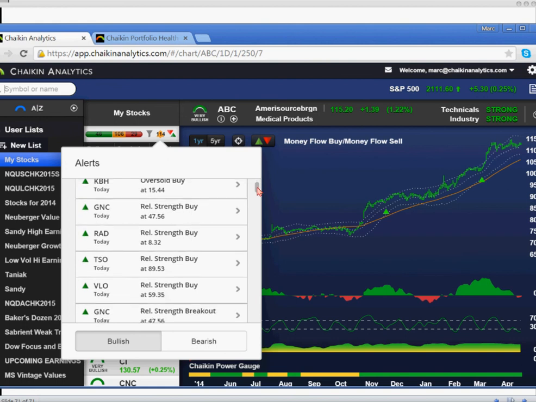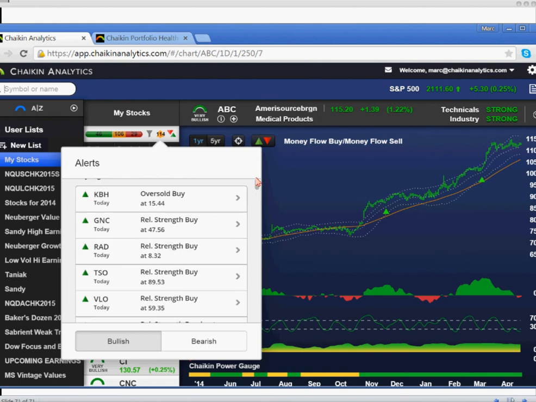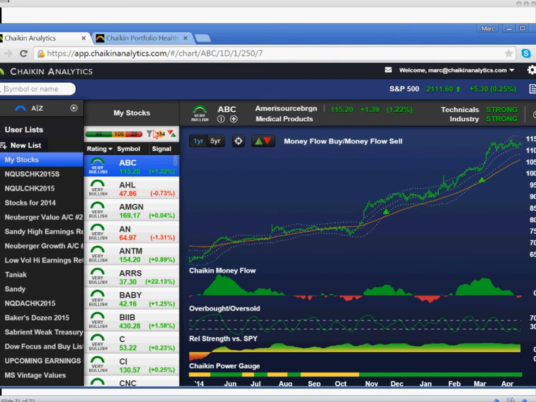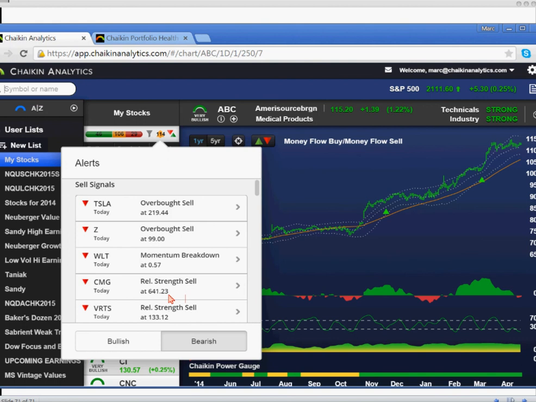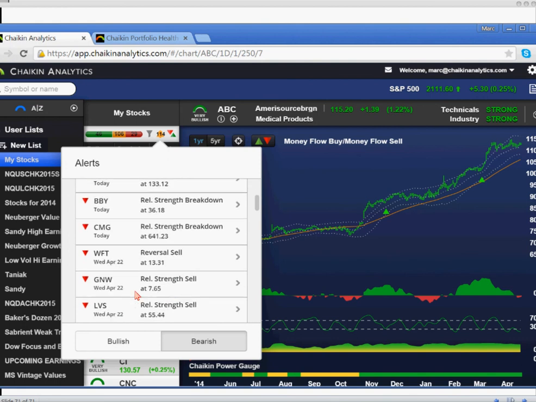So here are the buy signals: KBH, General Nutrition, Rite Aid, Tesoro, Valero, all triggered buys. And then on the bearish side, Tesla, an overbought sell, Zillow, we talked about Zillow, Chipotle, relative strength sell, Virtus, which has been quite weak.